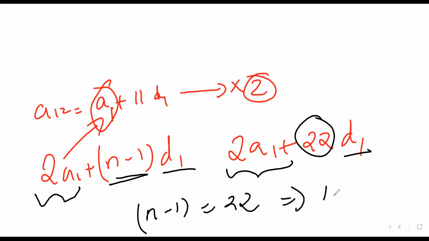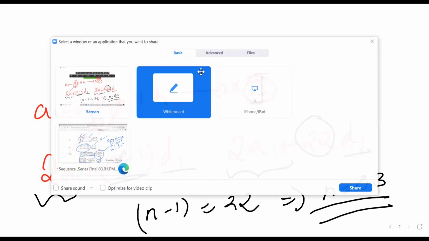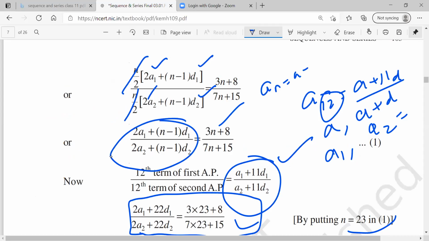So n is equal to what? 22 plus 1, that is 23. You got the point. That's how we find the n formula. Again, I'll come back to this. Don't need to worry, we will compare and do it.